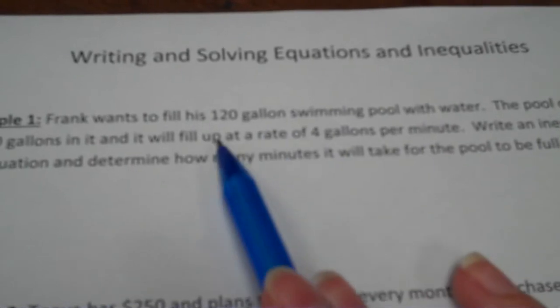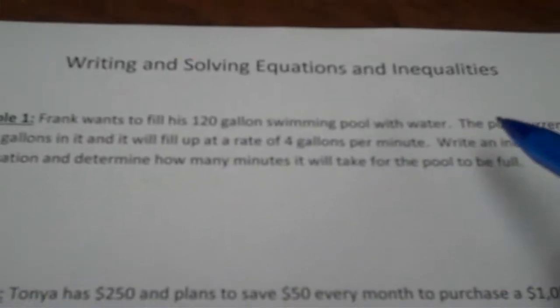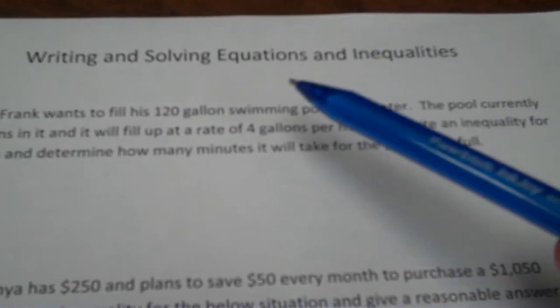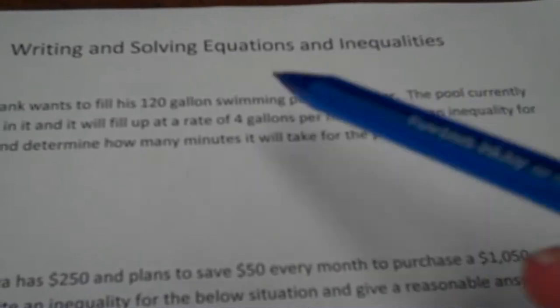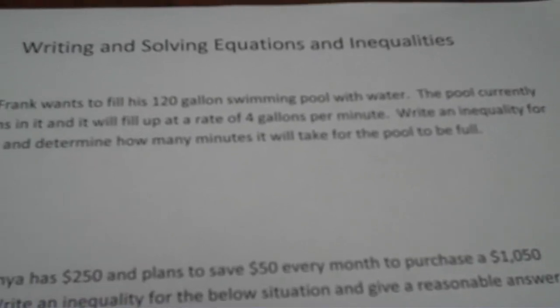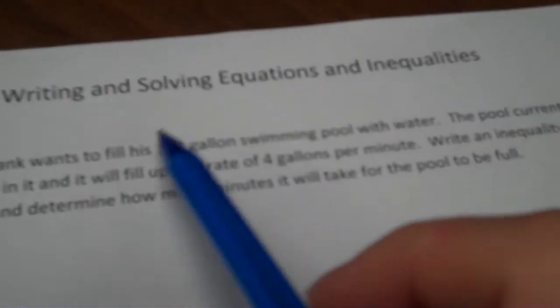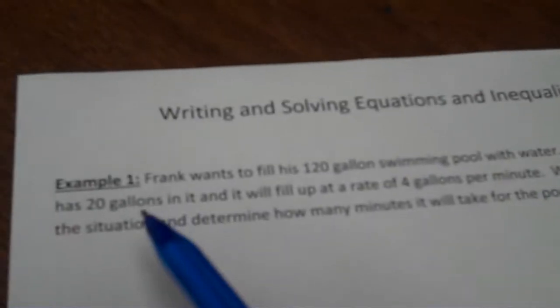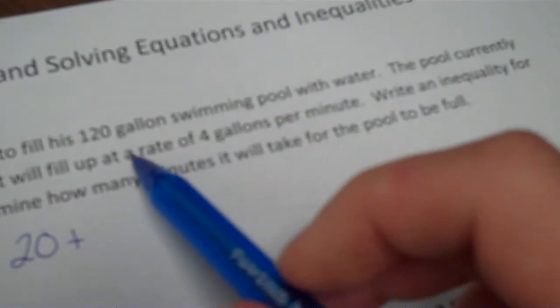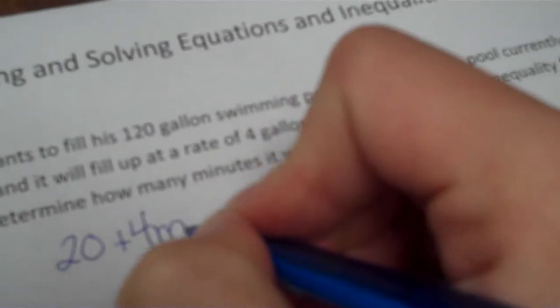Frank wants to fill his 120-gallon swimming pool with water. The pool currently has 20 gallons in it, and it will fill up at a rate of 4 gallons per minute. Write an inequality for the situation and determine how many minutes it will take for the pool to be full. Okay? So, the total of 120, we're going to hold off on that. Right now, there is 20 gallons in the pool, so we're going to put 20. And we're filling the pool, so filling, we're going to add 4 gallons per minute. So we're going to do 4 gallons per every minute.